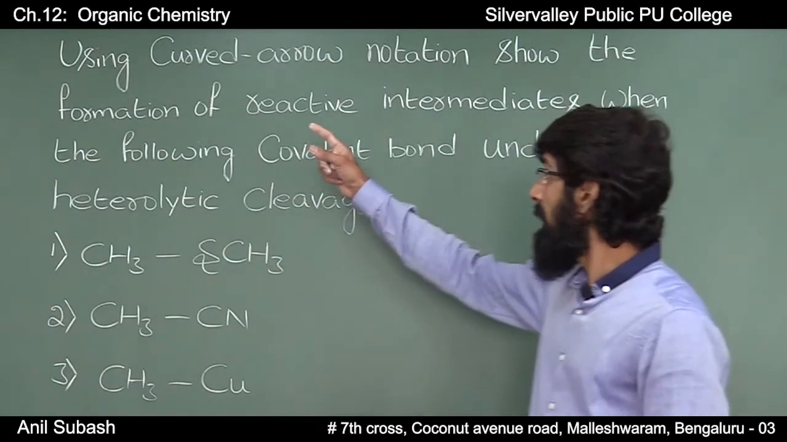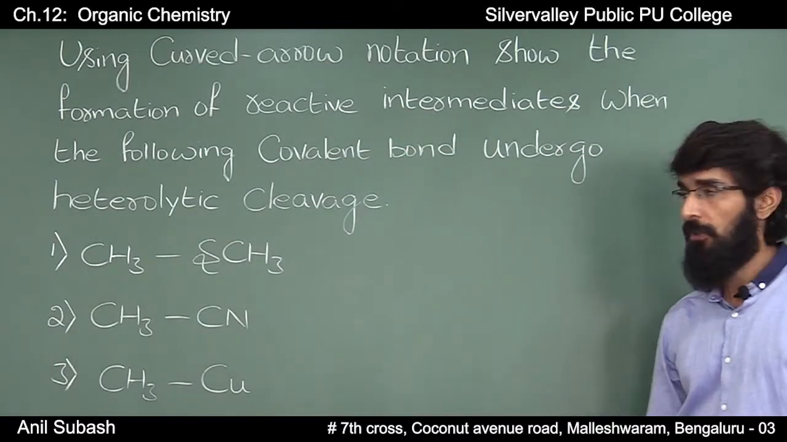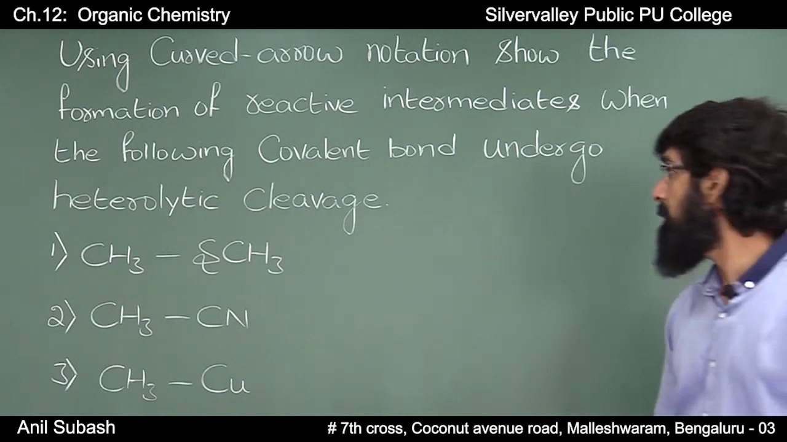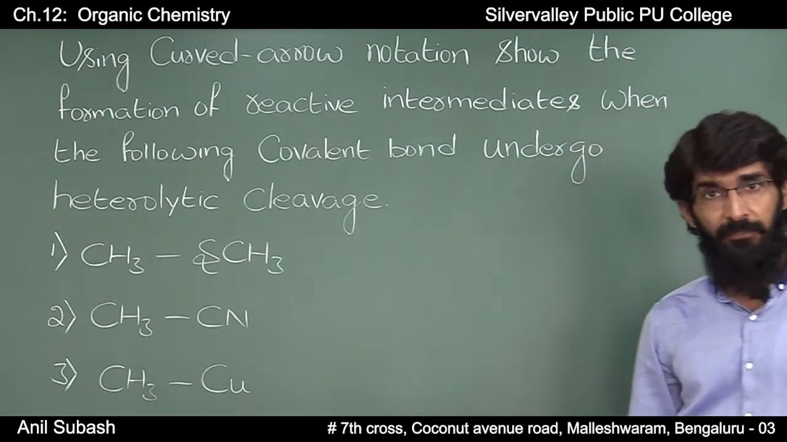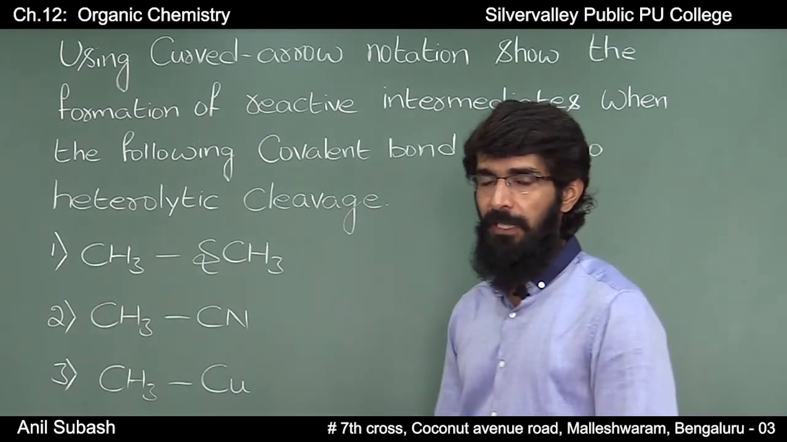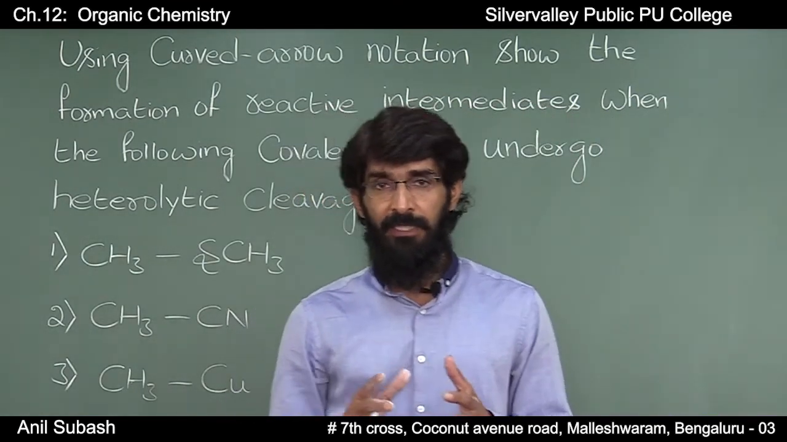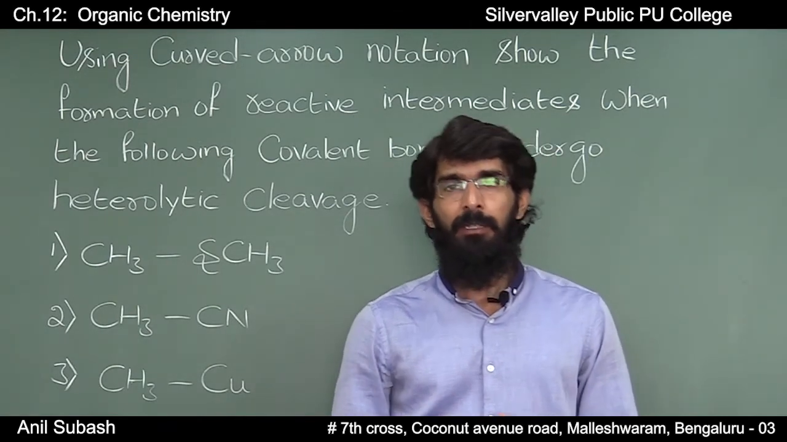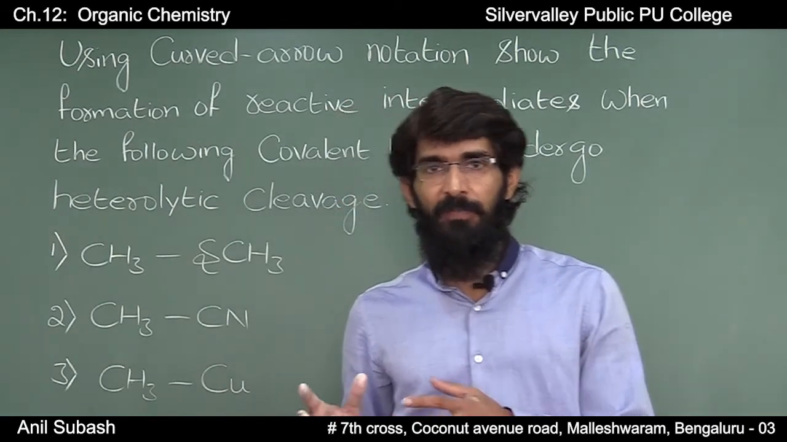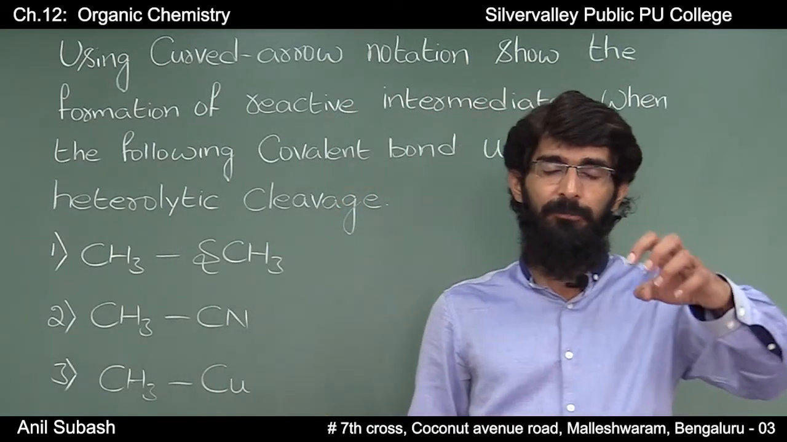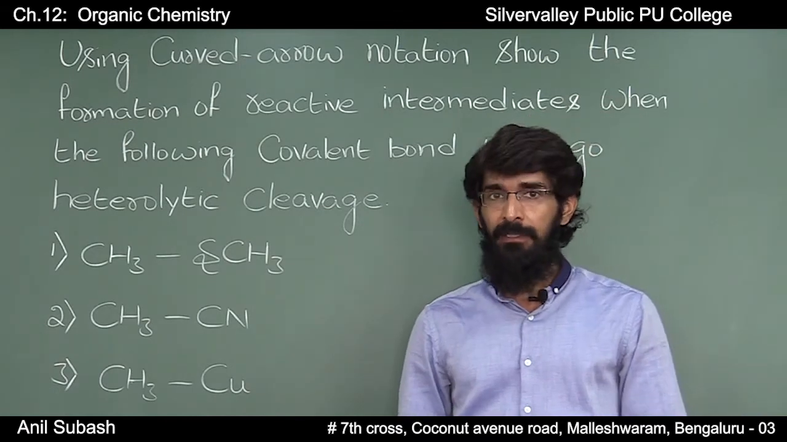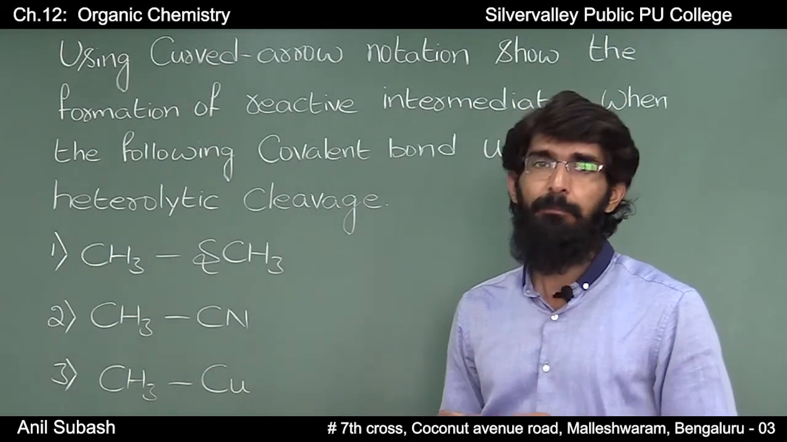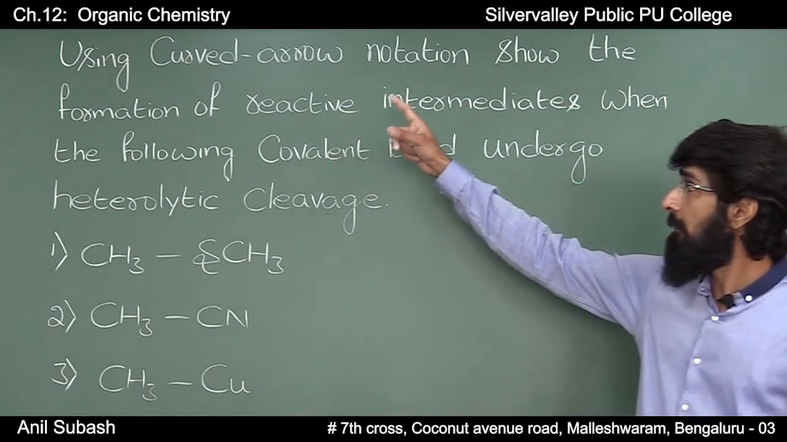Using curved arrow notation, show the formation of reactive intermediates when the following covalent bonds undergo heterolytic cleavage. We all know that heterolytic cleavage is nothing but unequal breaking of a covalent bond, wherein both the electrons will go along with one of the leaving groups, and the movement of a pair of electrons is always indicated by a curved arrow.